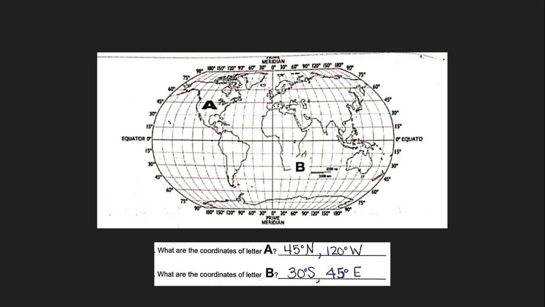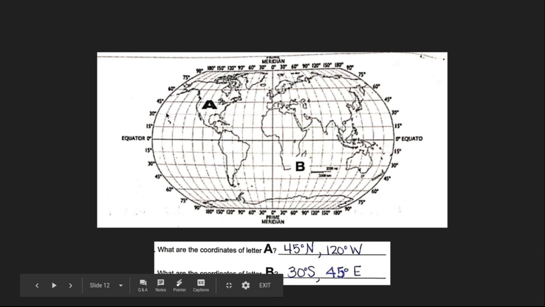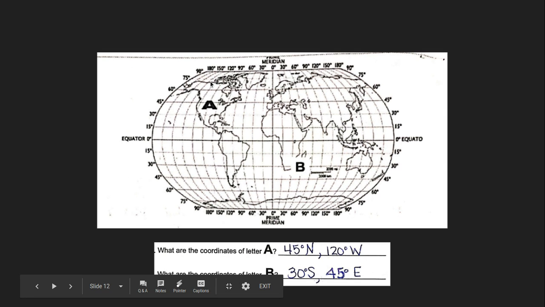All right, so here we have a globe to do latitude and longitude. So what are the coordinates for A? A is located in the northwestern part of the world. So right away, we know to put an N and we know to put a W. Then we find our latitude, which is our line going across. So it's 45. Put the 45 in front of the N. And then we try to figure out what line's going down. It looks like it's 120. So we put our number there.